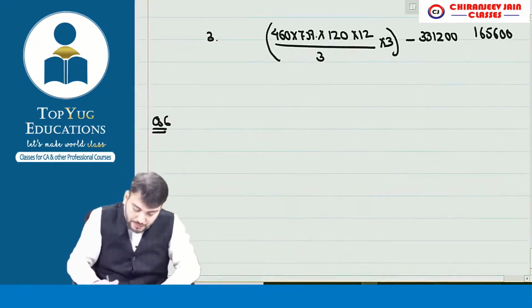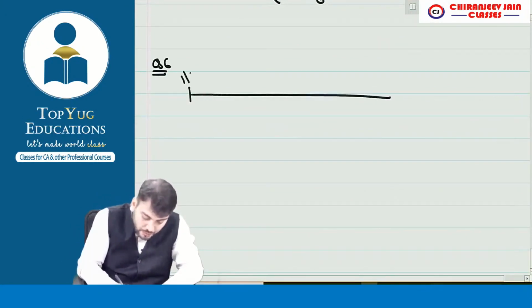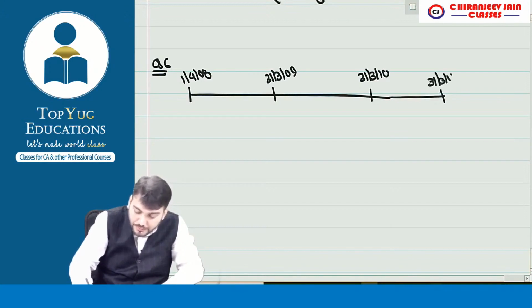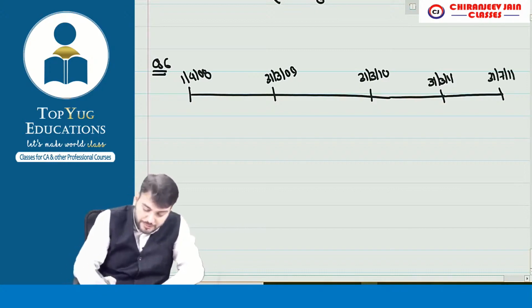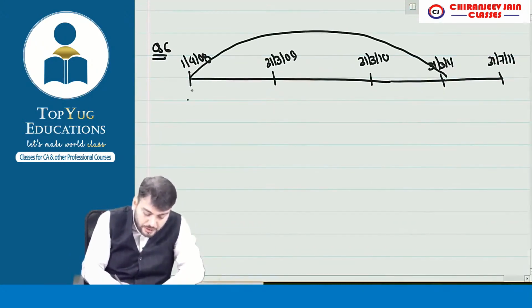Now they have given position on 31st March 2009. Means, what is the grant date? 1/4/2008. And first year is 31st March 2009. Second year is 31st March 2010. Third year is 31st March 2011. And exercise date is 31st July 2011. Correct? Understood?